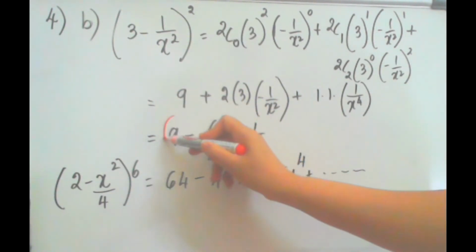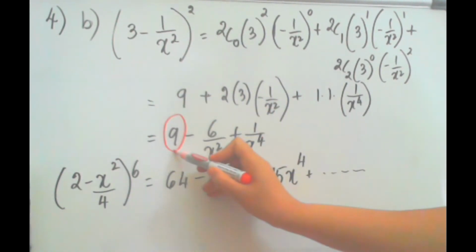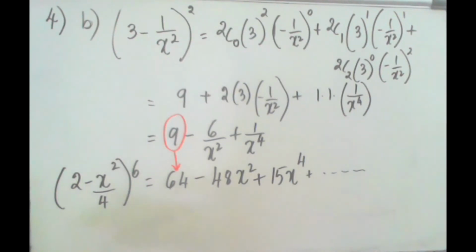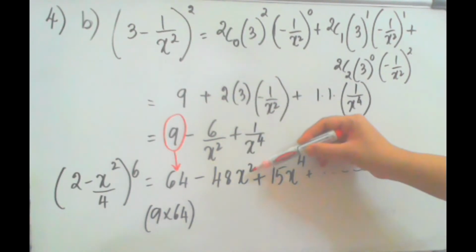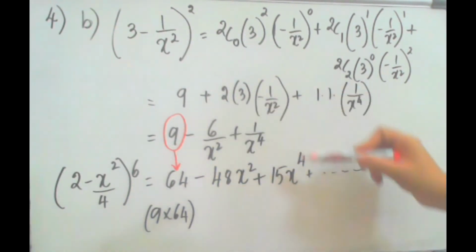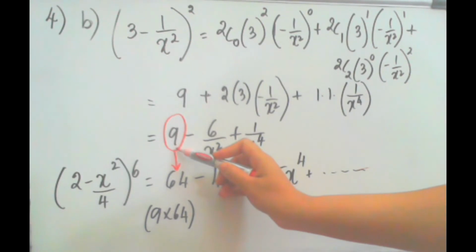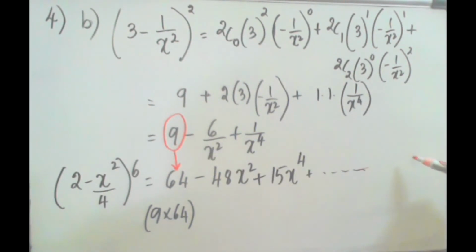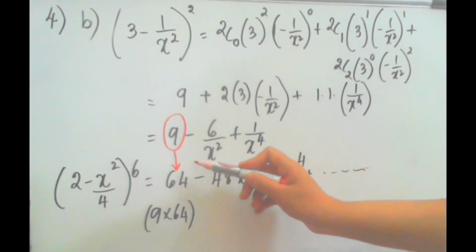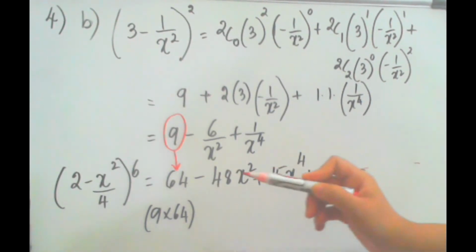Now let us start with the first term here, 9. 9 multiplied with 64 gives us a term independent of x, of course. So we will write 9 into 64. Then 9 with this x square term will give us x square. 9 with x power 4 gives us an x power 4 term. So if you go to any number of terms here, when you multiply with 9, it will all have an x term. So we will not get any other independent of x term.